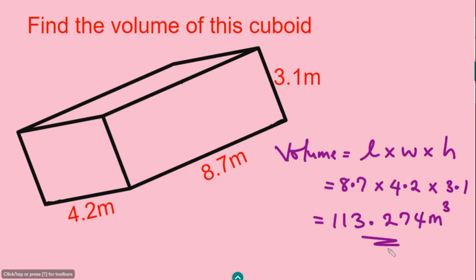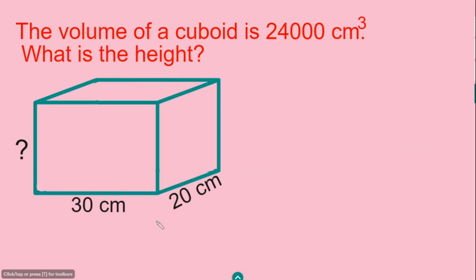That was pretty easy, right? So let's move on to the next question. Now, in this question, it's a little different from the first two examples we've seen, because you see here in this question, we already know the volume of this cuboid, and we just know two sides of the cuboid, but one side of it is missing, which is the height.